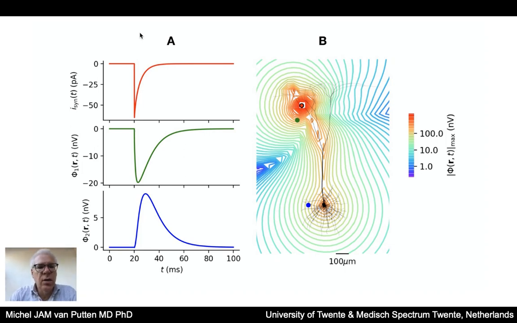Now, to further illustrate the generation of the currents in the extracellular space resulting from a particular synaptic input current in a neuron, we show this simulation. There is a synapse right here that in the simulation induces this synaptic current. Those currents are relatively small, in the order of picoamps. So we have a synaptic current here.